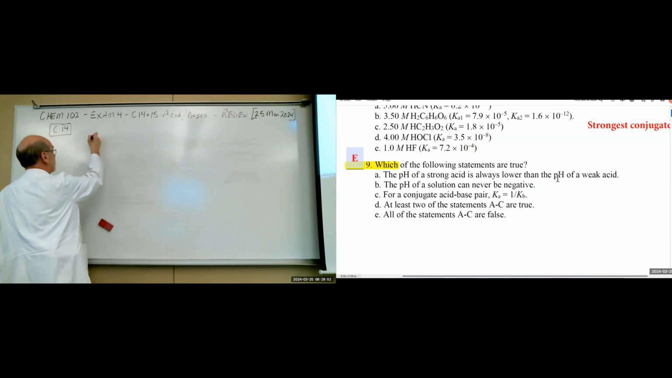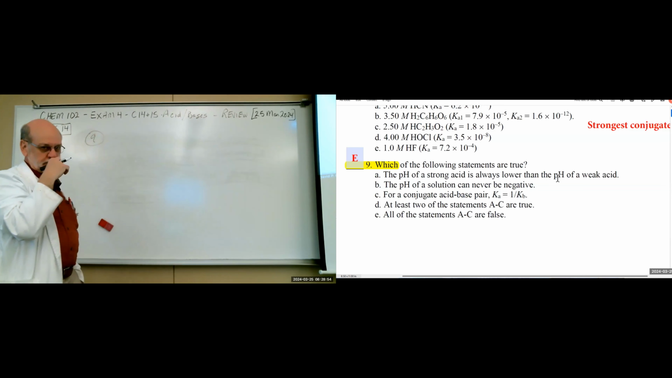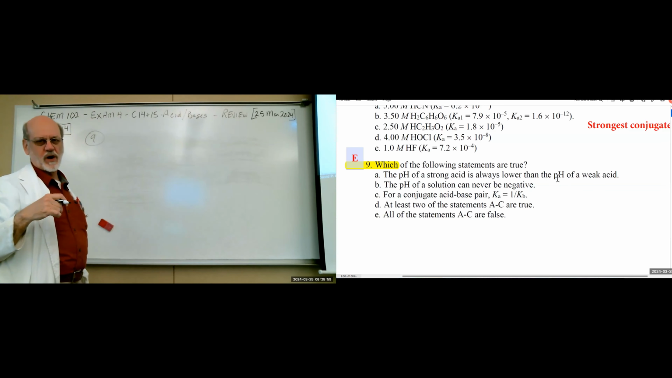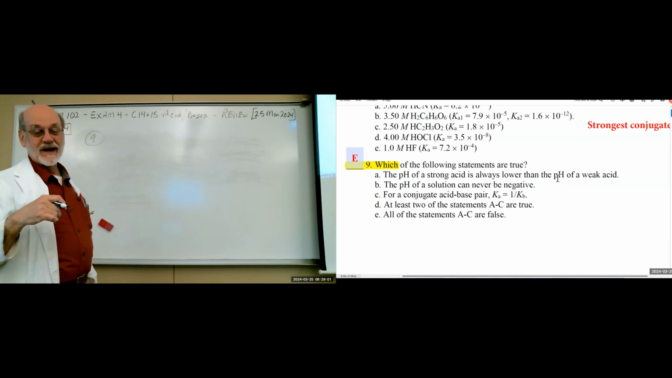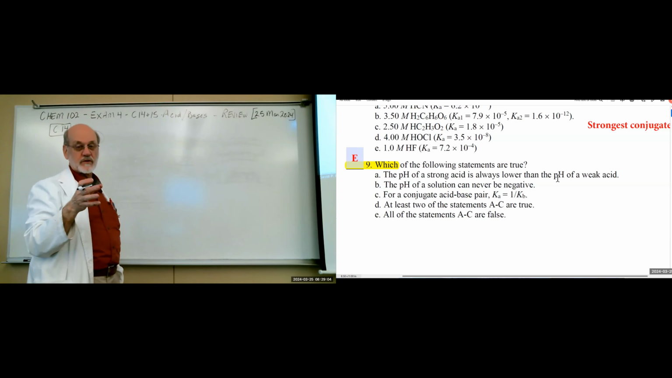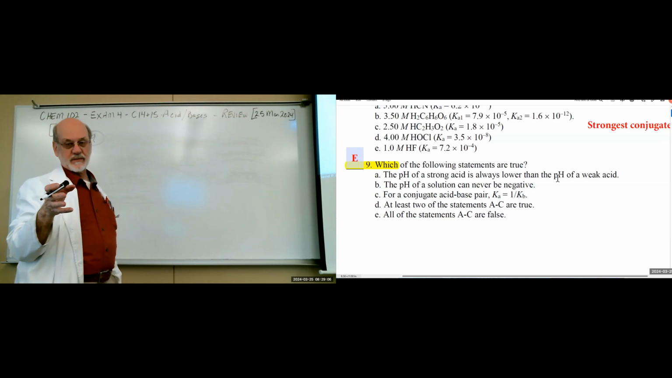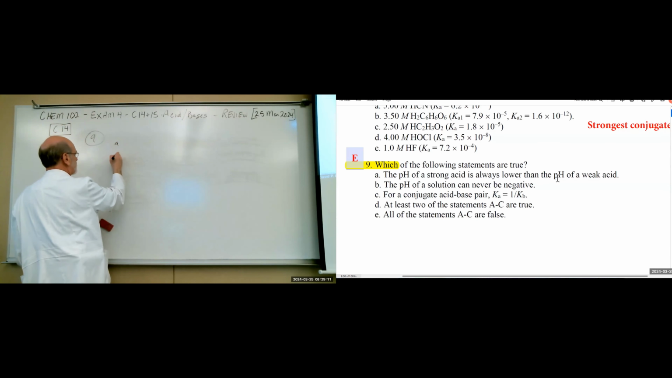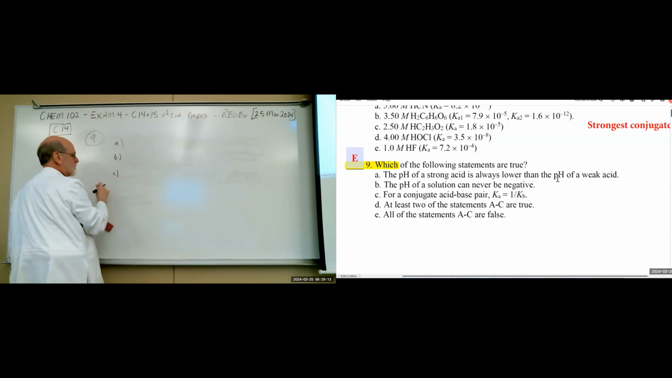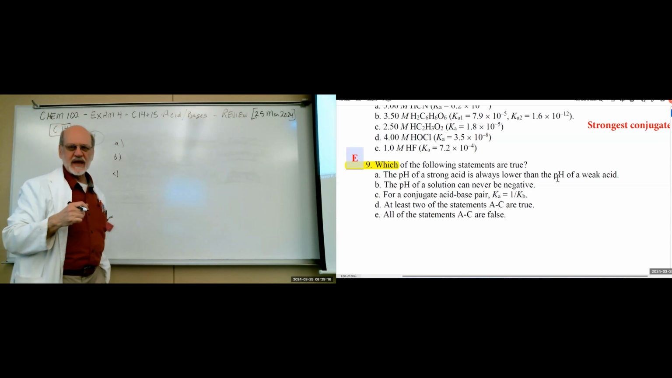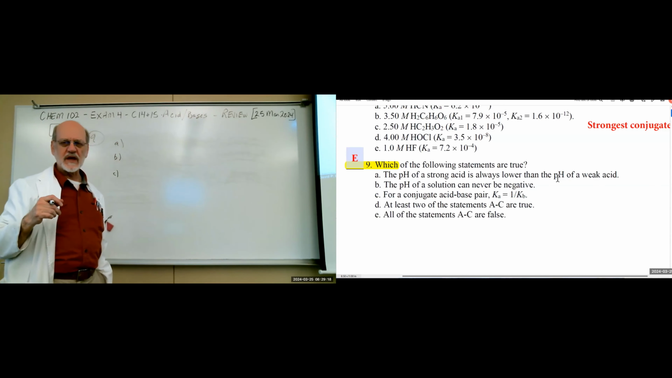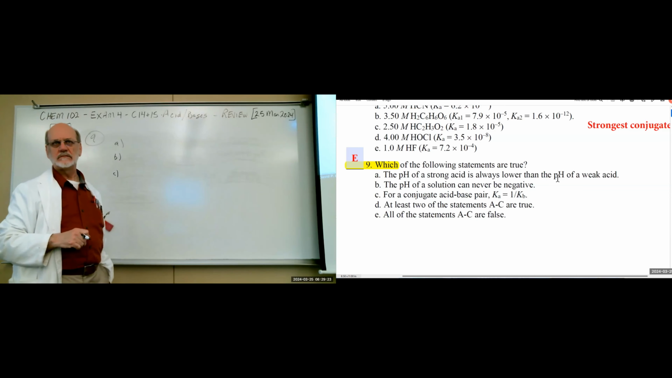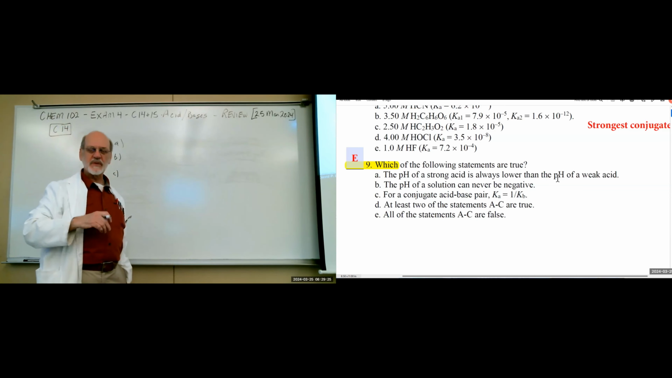Next is number 9. Which of the following statements is or are true? D says at least two of the statements are true. E says all the statements are false. So we've got to look at A, B, and C before we can say anything about D and E. The pH of a strong acid is always lower than the pH of a weak acid. Is that true? What is the pH dependent upon?